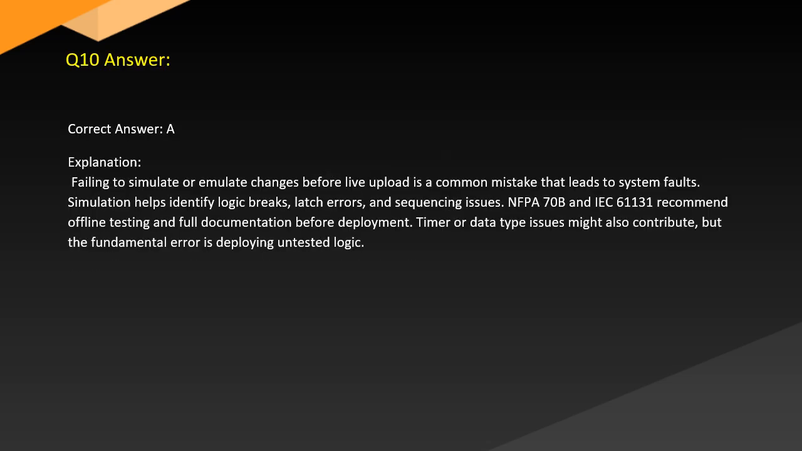Answer. Correct answer: A. Explanation. Failing to simulate or emulate changes before live upload is a common mistake that leads to system faults. Simulation helps identify logic breaks, latch errors, and sequencing issues. NFPA 79 and IEC 61131 recommend offline testing and full documentation before deployment. Timer or data type issues might also contribute, but the fundamental error is deploying untested logic.